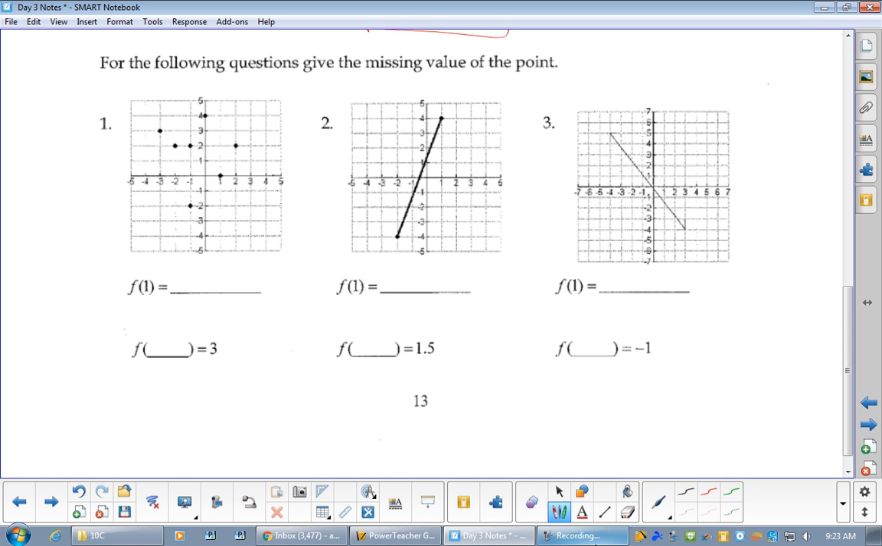Okay. So for the first one, when x is 1, what does the function equal? 0. Okay, what x value would give me the answer 3? Negative 3, right? So here's the 3, and I come down, I find the x value of negative 3. On the next one, when I put in 1, it will give me the answer 4. When I put in blank, it gives me the answer 1.5.